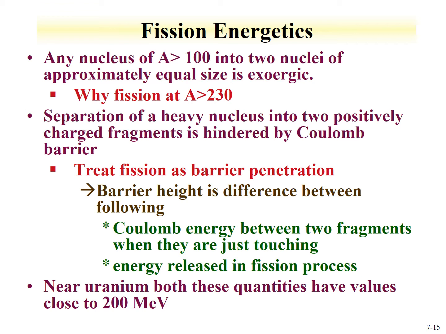So if we could figure out the energy from fission and compare that to the Coulomb barrier, we could evaluate the difference and find out where fission is possible. So we would actually have the fission energy overcome the Coulomb barrier. It just turns out around uranium, both these quantities have values close to 200 MeV. The Coulomb barrier is close to 200 MeV. Fissioning is close to 200 MeV. And once the fission energy is above the Coulomb barrier, this event can occur.